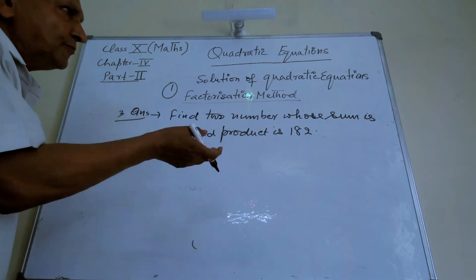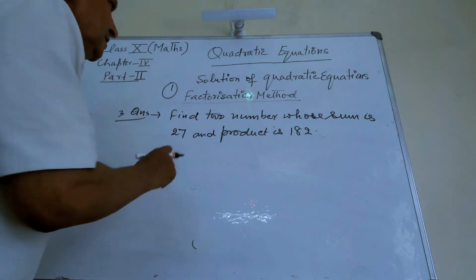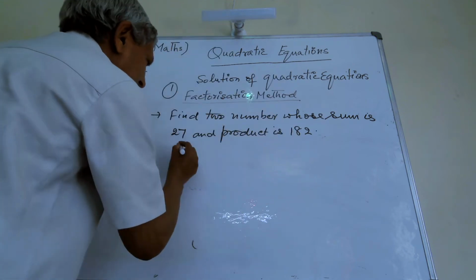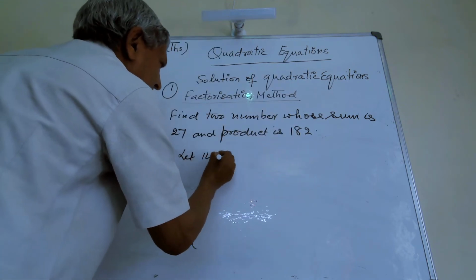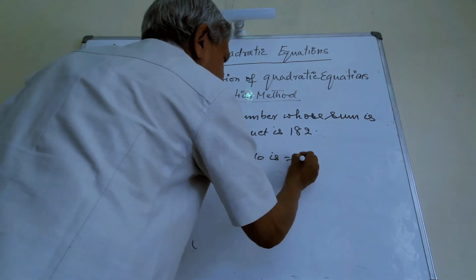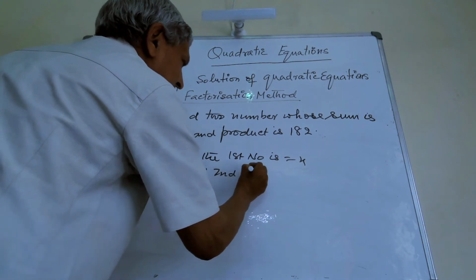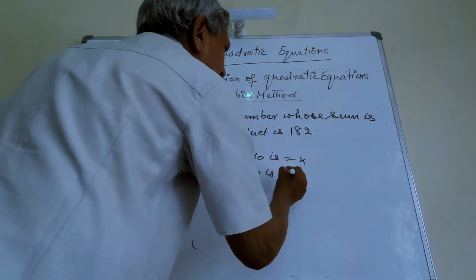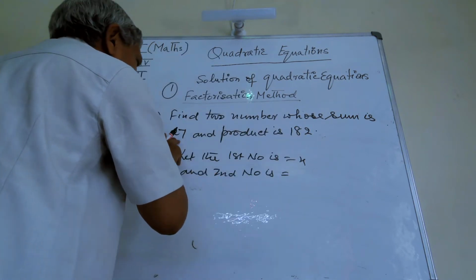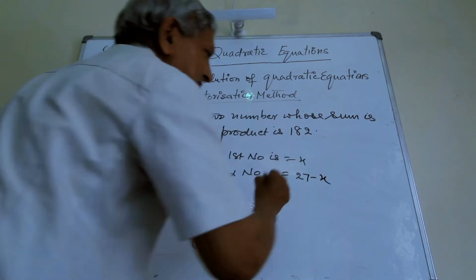You have to make the quadratic equation yourself. According to this statement, find two numbers whose sum is this and product is this. Let the first number be x and the second number be... sum is 27. If one number is x, the second number will be 27 minus x.